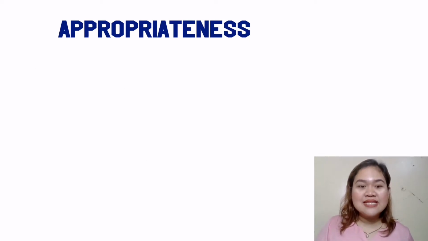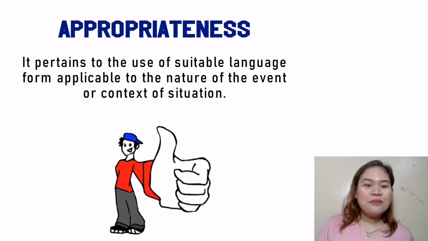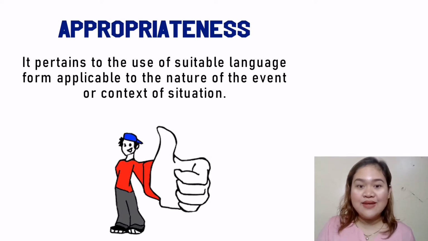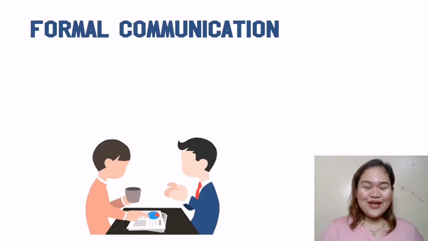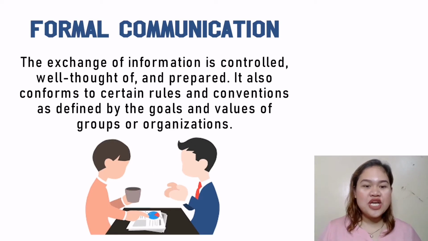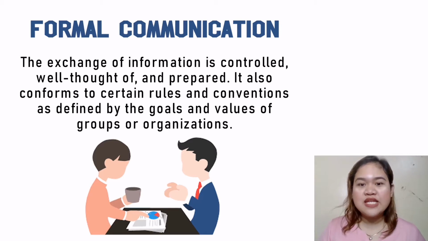The first one is appropriateness. It pertains to the use of suitable language form applicable to the nature of the event or context of the situation. We may use formal or informal communication. Formal communication is about the exchange of information which is controlled, well thought of, and prepared. It also conforms to certain rules and conventions as defined by the goals and values of organizations or groups. This type of communication is used in formal, ceremonial, and dignified gatherings.